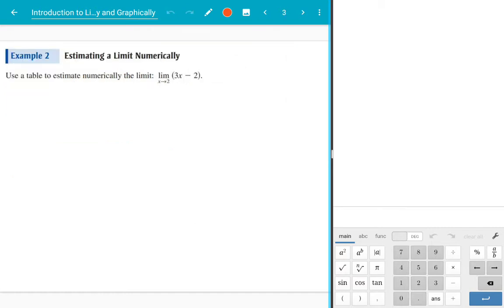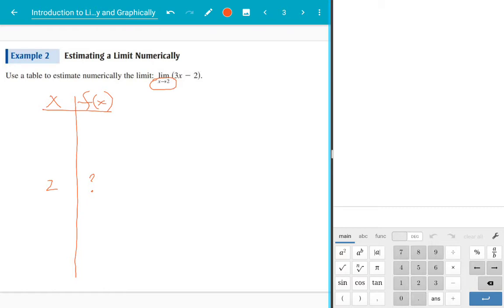All right, so let's estimate a limit numerically. We're going to use a table to estimate the limit numerically. Now, remember, we are looking for the value of the function as we get closer and closer to 2. This notation, x approaching 2, represents that we have to get close to the 2 from both sides. So what I want us to do here is create a table. We're going to go x and then the function. Our 2 is going to be in the middle, and I'm going to put a question mark there.